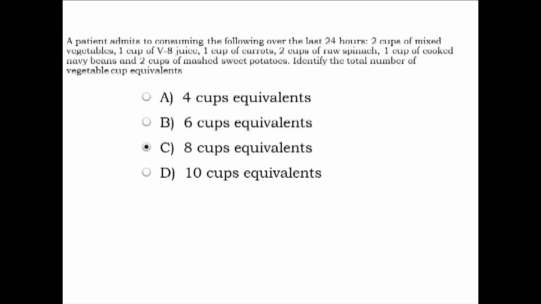Right, let's start counting. 2 cups of mixed vegetables, so 1 cup of vegetables is 1 cup equivalent. So we have 2 cup equivalents. 1 cup of V8 juice, that's another, so that's 3 cup equivalents. 1 cup of carrots, that's another, so that's 4. 2 cups of raw spinach, that's 1 equivalent, so that's 5. 1 cup of cooked navy beans, that's basically 1, so we've got 6. And 2 cups of mashed sweet potatoes, so 1 cup of mashed potatoes is 1, so we add on to that, that's 8 cup equivalents.